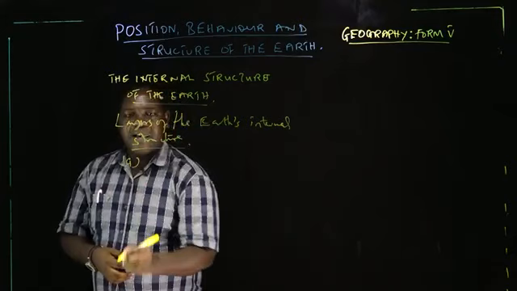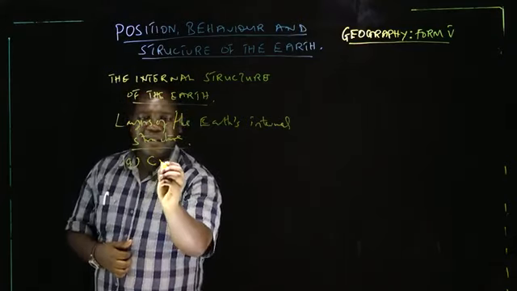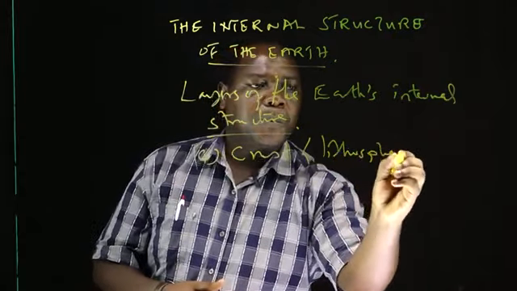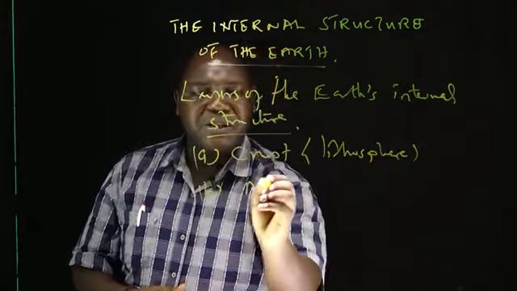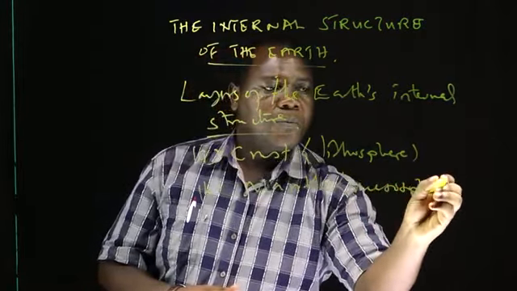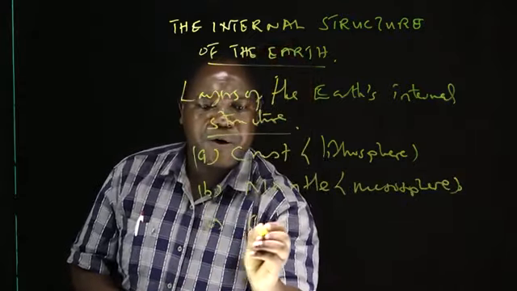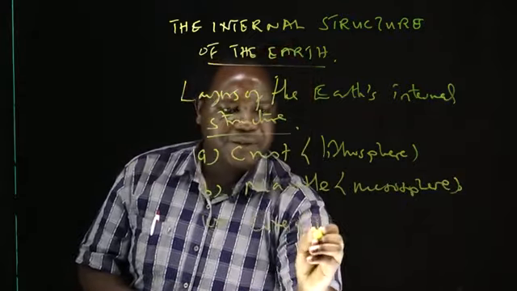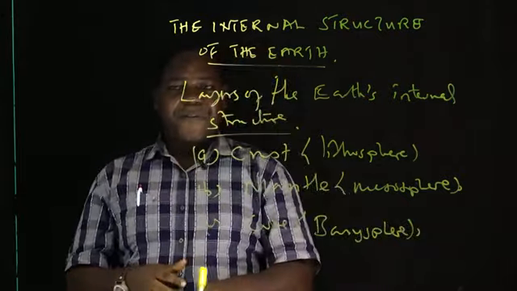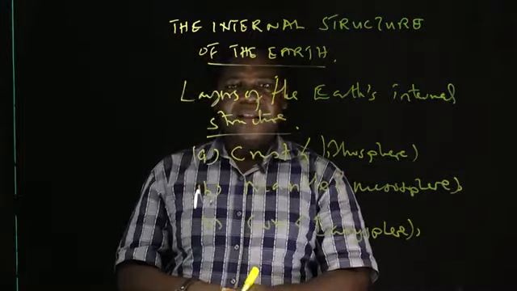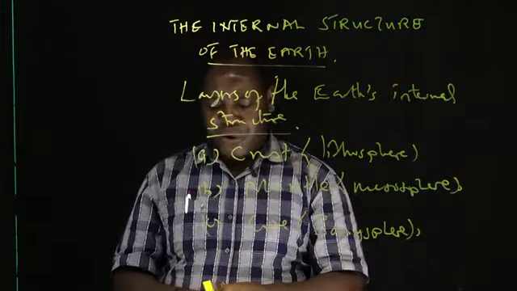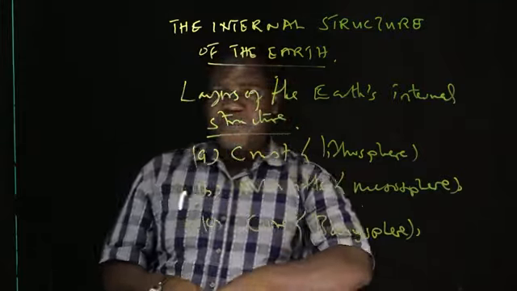The first layer, as they came up with, is the crust, the earth's crust, or lithosphere. The second is the mantle, or mesosphere. And the last one is the core, or bathysphere. Therefore, from where we are downward, the earth is in 3 layers. We have the crust, we have the mantle, and we have the core. To start with the crust.